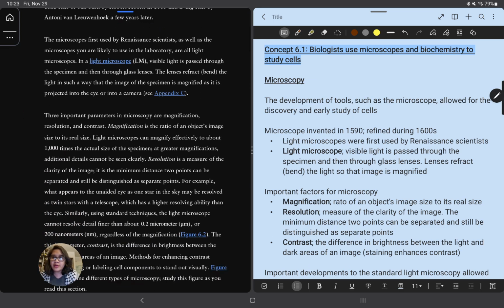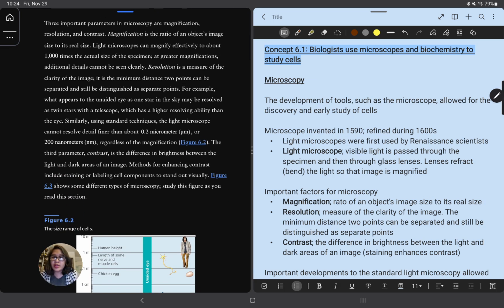The microscopes first used by Renaissance scientists, as well as the microscopes you are likely to use in the laboratory, are all light microscopes. In the light microscope, LM, visible light is passed through the specimen and then through the glass lenses. The lenses bend the light in such a way that the image of a specimen is magnified as it is projected into the eye or into the camera.